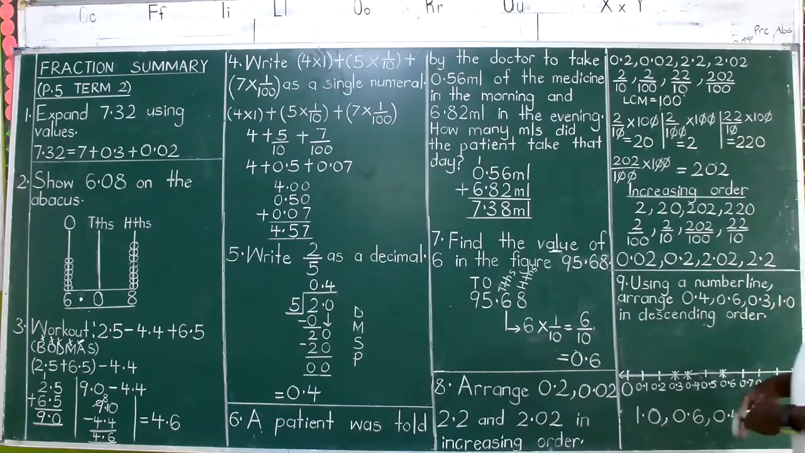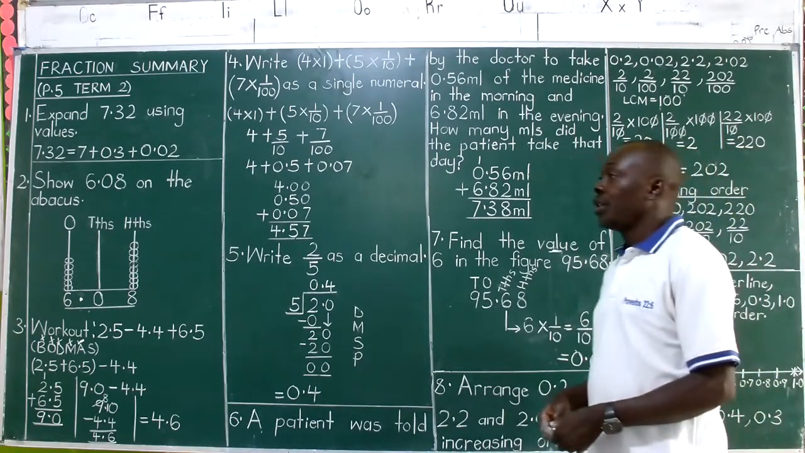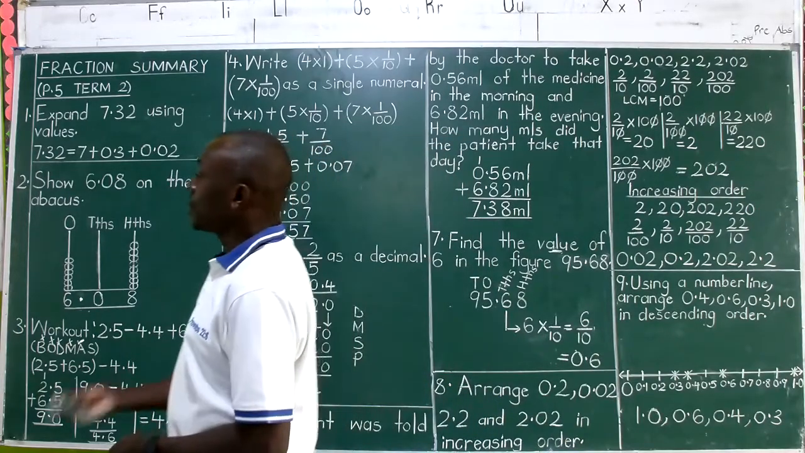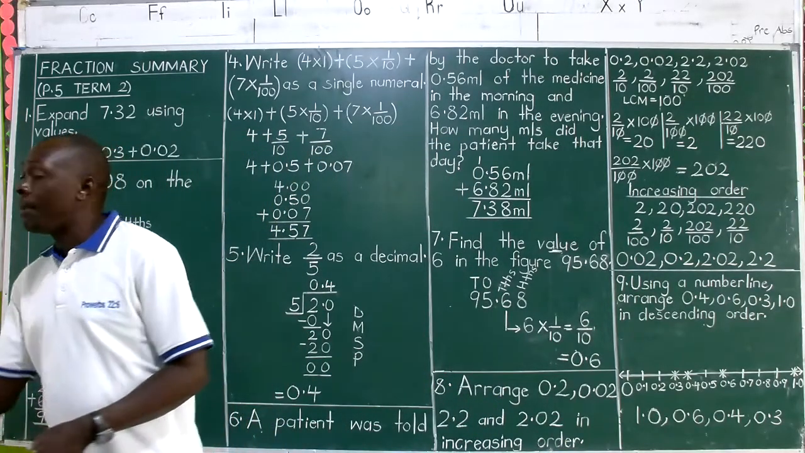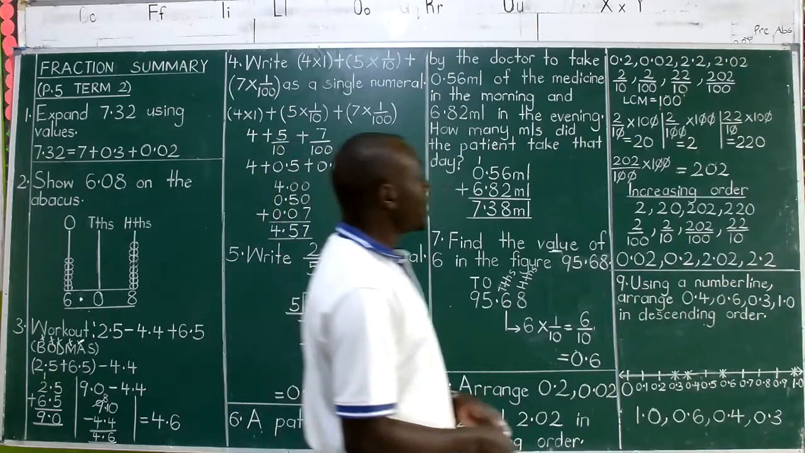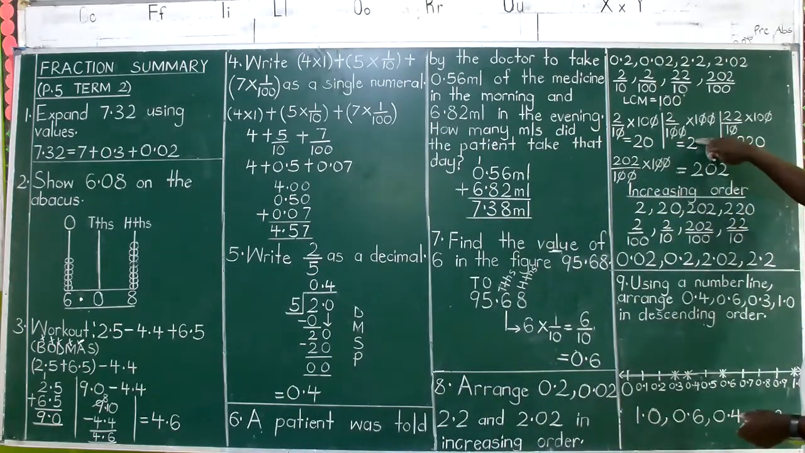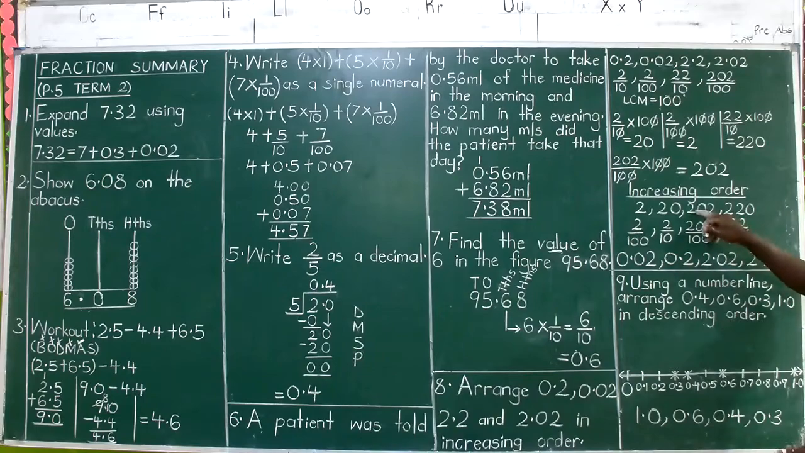Remember, we have increasing order, which is the same as ascending. And to ascend means to climb, meaning from the lower point to the higher point. So start with the least. Among the whole numbers that have come out, 2 is the least, write first. So 2, comma. The next one is 20, write 20. The next one is 202. Then the greatest is 220.